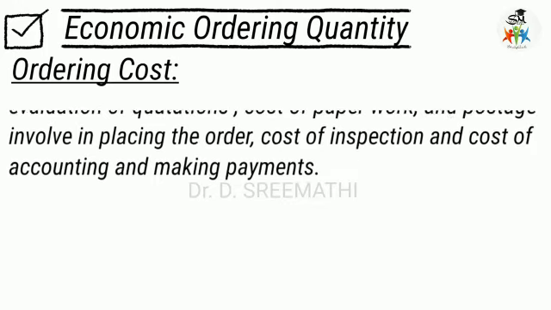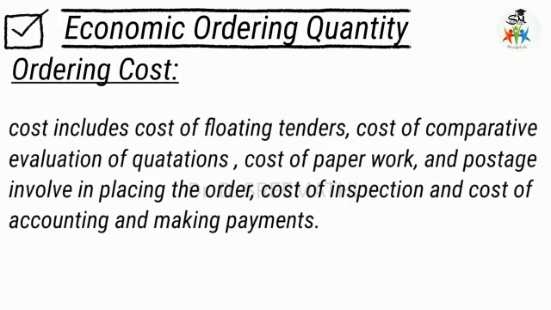This type of cost includes the cost of floating tenders and the cost of comparative evaluation of quotations. When a clerk or an officer wants to place an order, before ordering he has to collect quotations from various institutions or companies that have the materials. Then they should be analyzed to see how to be economical without compromising the quality of the material.